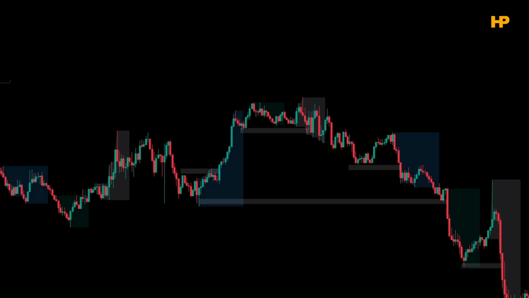To identify these zones, scan your chart for areas where price repeatedly bounces or rejects. These are your support and resistance levels. Draw horizontal lines at the highs and lows of these ranges, but keep it minimal, only mark the most obvious zones. In the next chapter, we'll use these levels to spot killer trade setups. Let's move on.